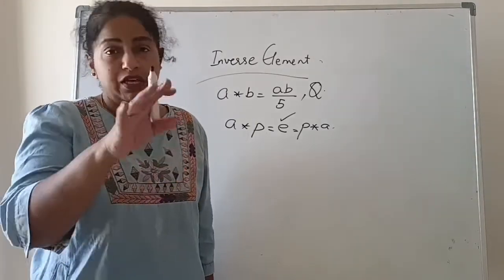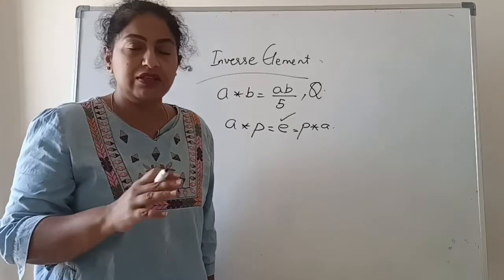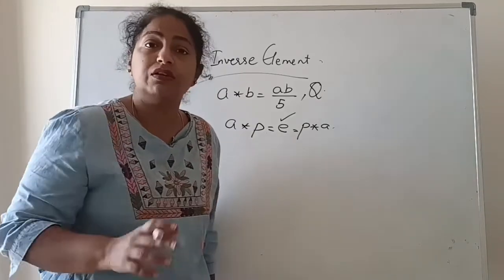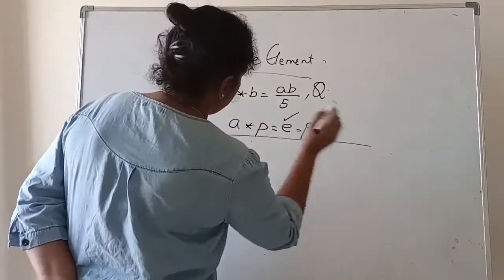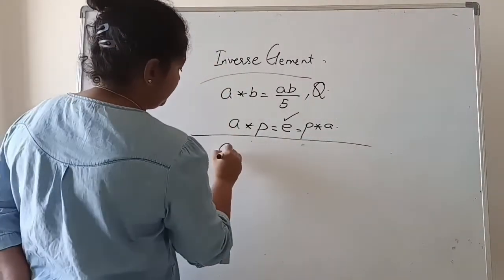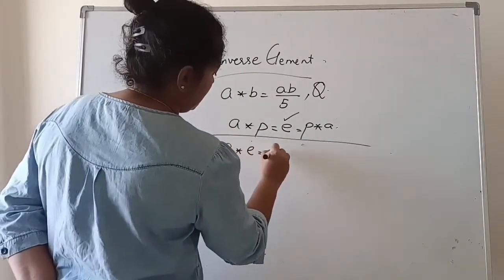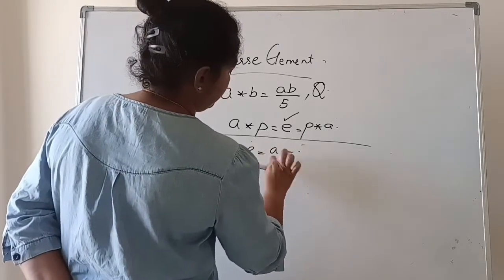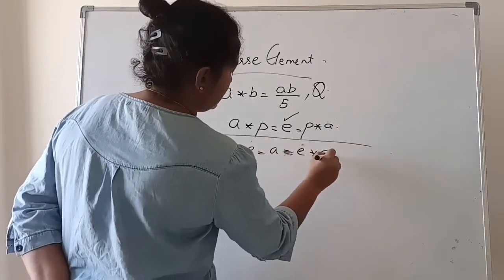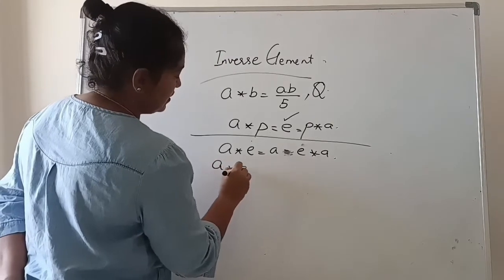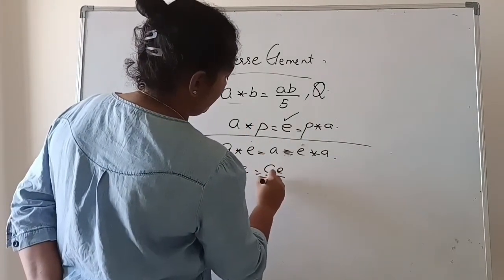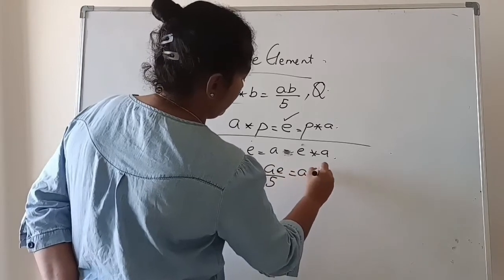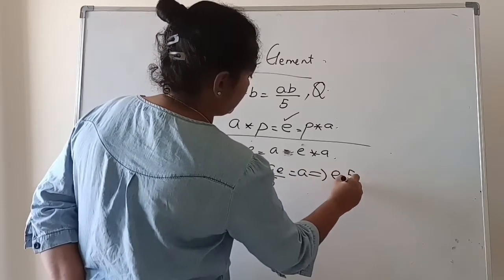If there is no identity element, you can stop doing the sum there and say there is no identity element, therefore there is no inverse element. Now, in order to find the identity element, A binary E has to be equal to A, which should be equal to E binary A. So, what is A binary E? A binary E is given as AE by 5, that is equal to A. So, I know that E is equal to 5.